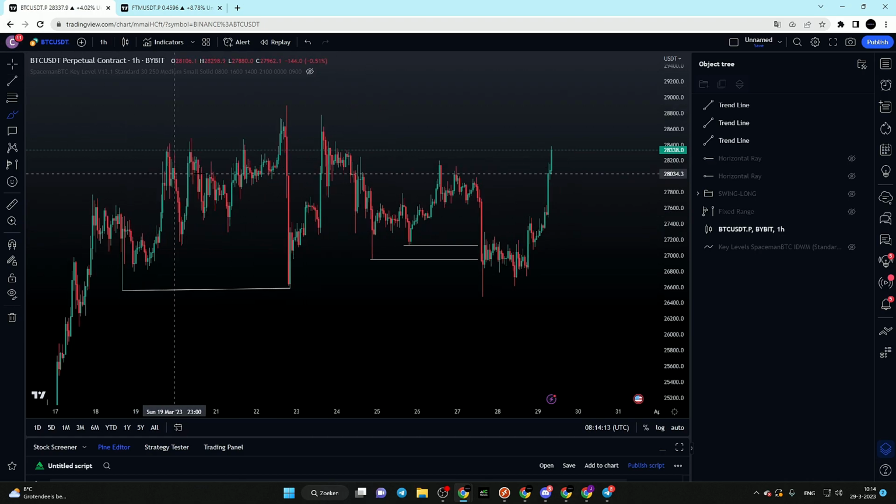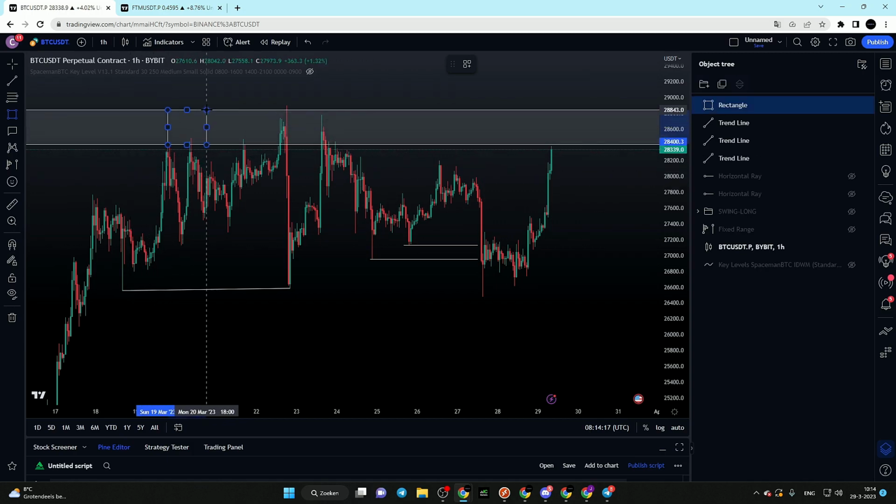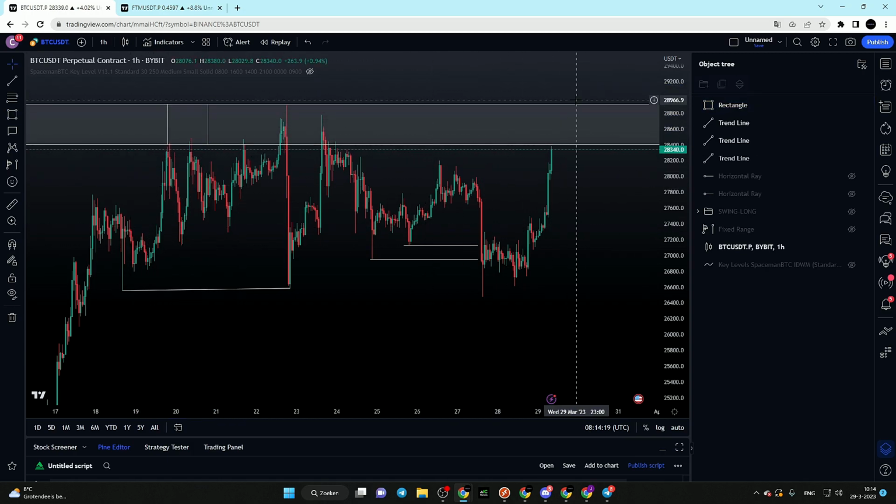Bitcoin though is still range bound, and as long as we are range bound and we have our range highs over here, I think you want to be very, very careful with longing anything right now. Does that mean that if we go down that you can't look for longs? You definitely can. But I think as long as Bitcoin is range bound, you want to look for shorts near the range highs and you want to look for longs near the range lows.